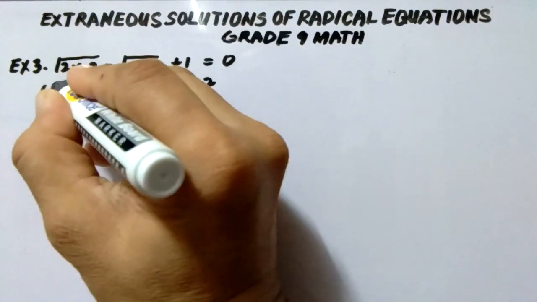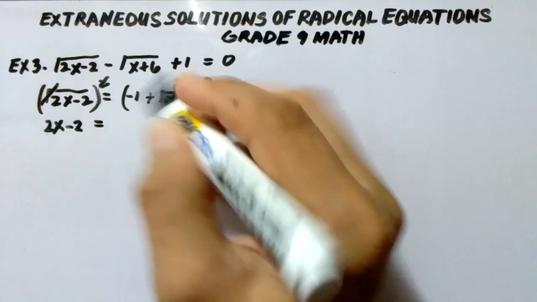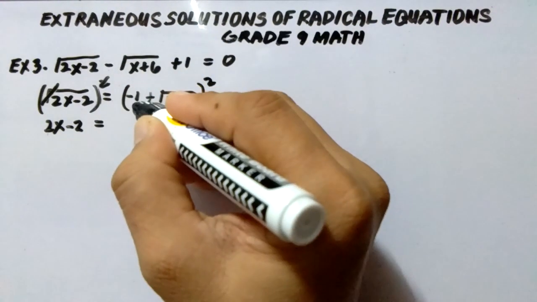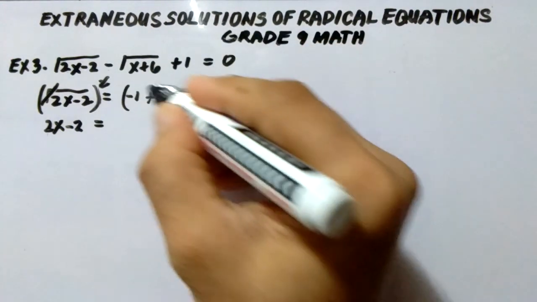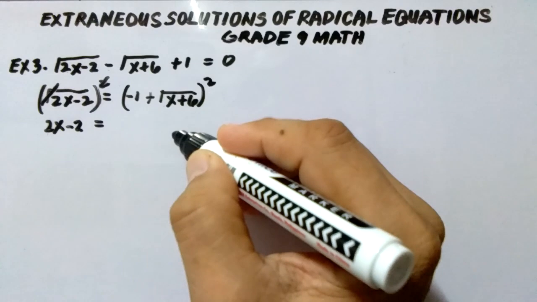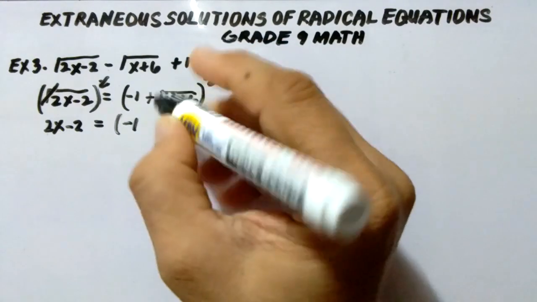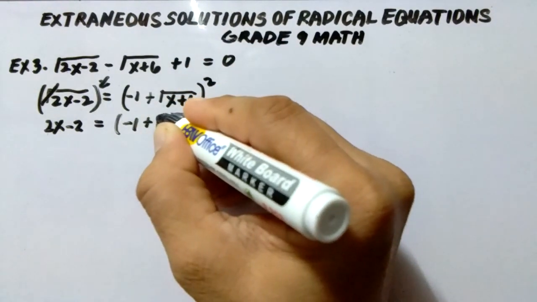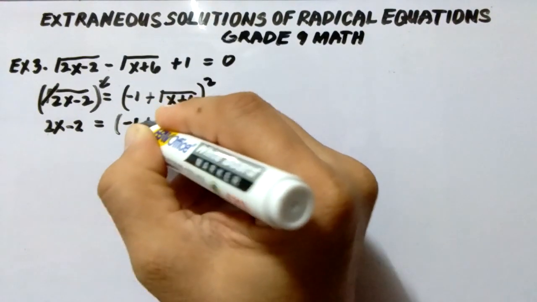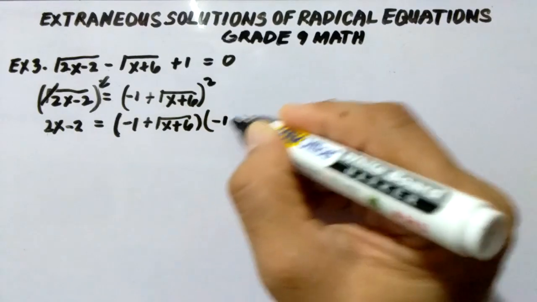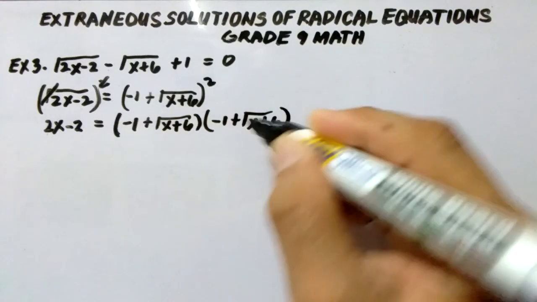Then, squared po natin both sides of the equation. Okay, so makakancel po yung square root. So, matitira po dito is 2x minus 2 is equal to. So, ang ibig pong sabihin nito, quantity, negative 1 plus square root of x plus 6 is squared ay dalawang quantity po na ganito. Okay, so i-copy po natin dito. So, quantity, negative 1 plus square root of x plus 6 times the quantity, negative 1 plus square root of x plus 6.